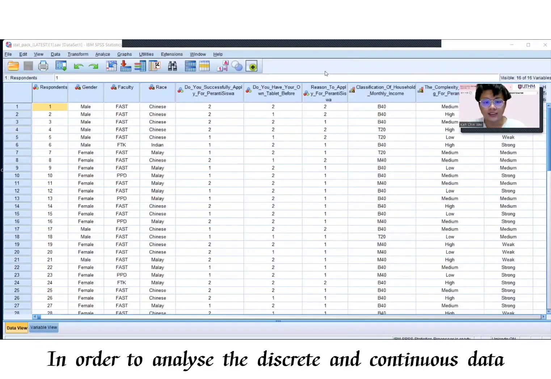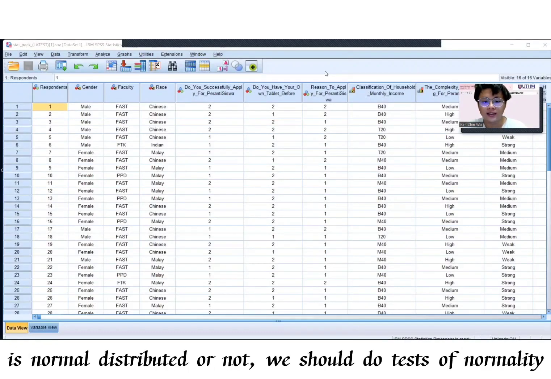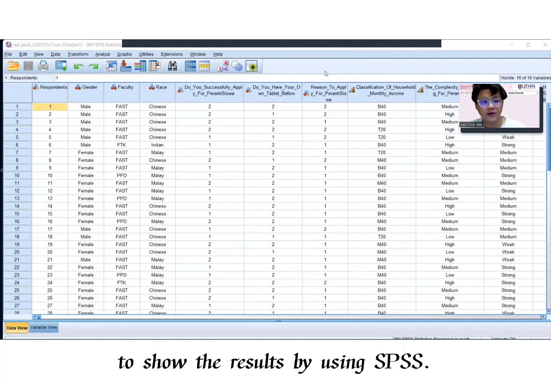In order to analyze whether the discrete and continuous data are normally distributed or not, we should do the test of normality to show the result by using SPSS.